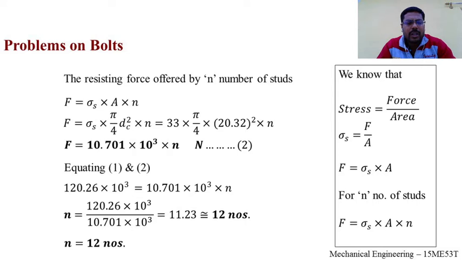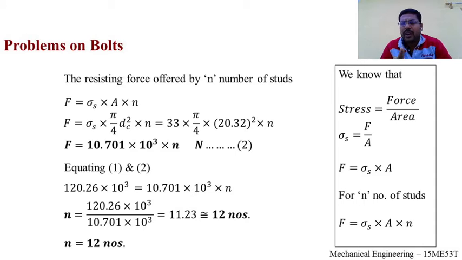Substituting the values in this equation, F is equal to sigma s, which is already given as 33, into pi by 4, into Dc, which we collect from the data handbook as 20.32 square, into n. So finding F, F is equal to 10.71 into 10 raised to power 3 Newton, in terms of n.